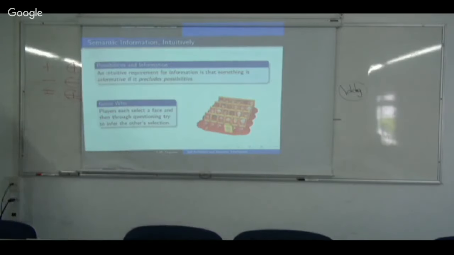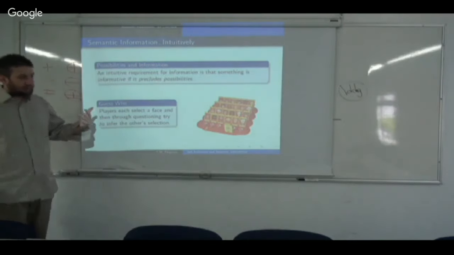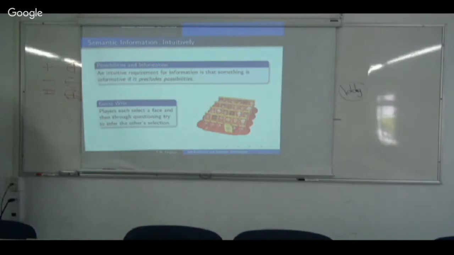So what is semantic information? I think the most natural way of approaching this is by thinking of the amount of information that something conveys as corresponding to the number of possibilities that a statement precludes.